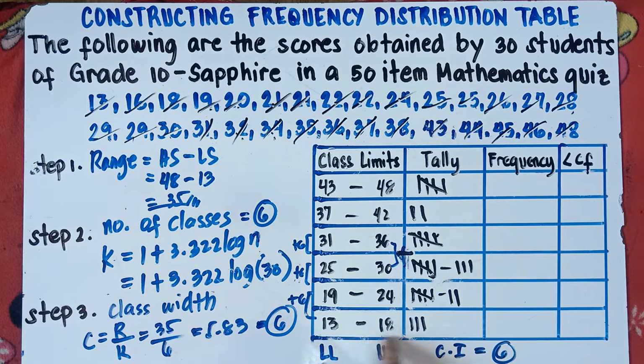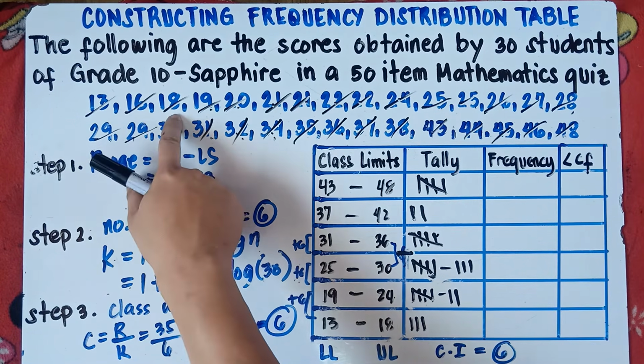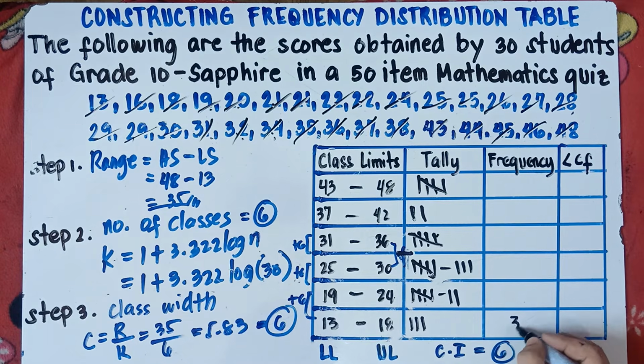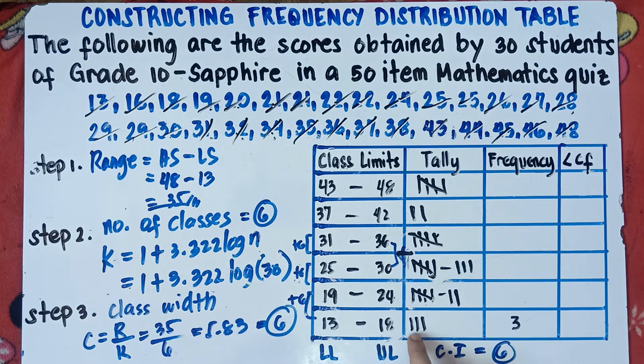So from 13 to 18, how many scores, class? We have 3, right? 1, 2, 3. Only 3 scores from 13 to 18. So that's why our frequency is 3. Of course, same answer for the tally. This is 3. Therefore, frequency is 3.